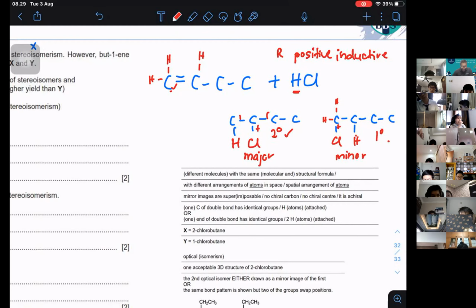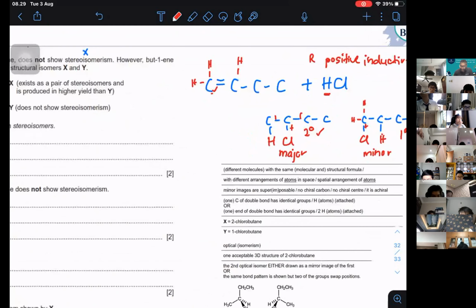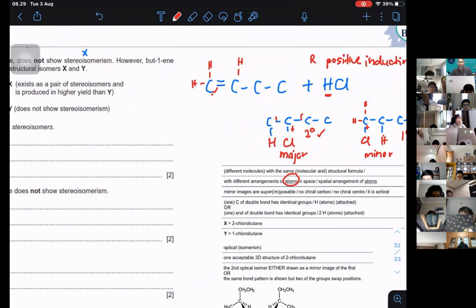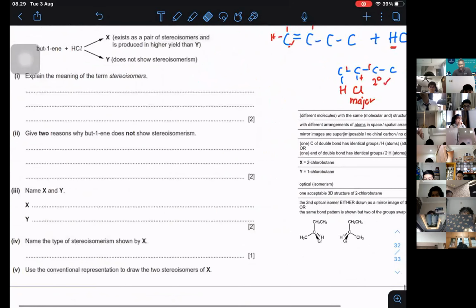Yeah. So to answer that, I explained the meaning of a stereoisomer: different molecules with the same molecular formula, with different arrangement in space. But what I want you to focus on is the atoms. This is the reason why we do past year papers, to identify what they want in your exam. In your exam they want you to mention different arrangement in space. What arrangement? Atoms. That's the reason why they have highlighted that. So next time when you answer, make sure you include different arrangement of atoms in space.